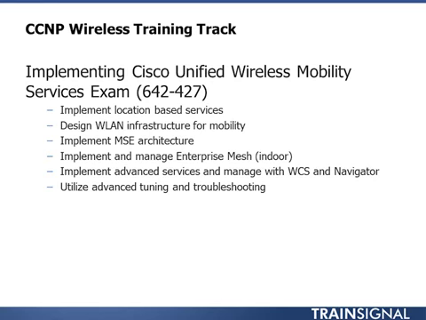Then the Cisco Unified Wireless Mobility. This is the one when you talk about location services and tagging. We talk about roaming between access points that are controlled by different controllers and therefore on different subnets. It implements the wireless service engine and talks about the enterprise mesh. In addition, it talks about managing wireless with the wireless control system, just like we did in this course, and it also talks about ways that you can tune and troubleshoot your mobility network.